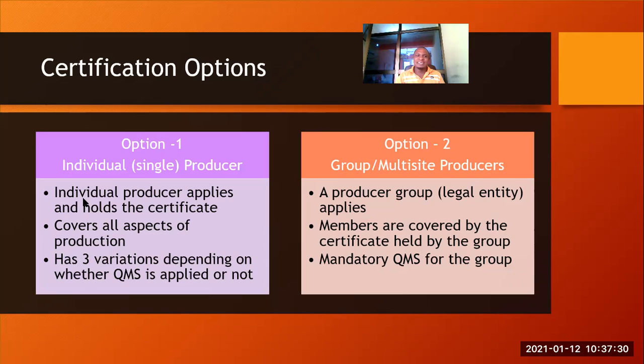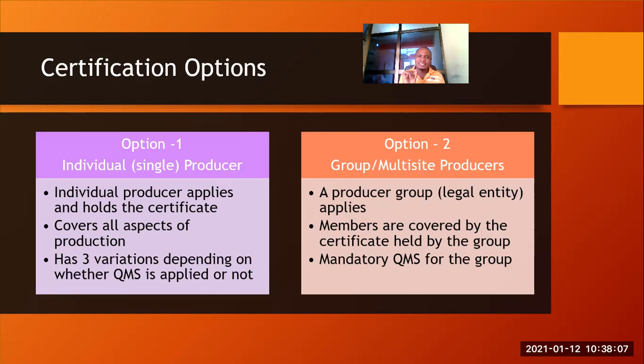So in this case, the individual producer or the company applies and holds the certificate in their name. And it covers all aspects of the production process, the kind of things we have listed before now. So it covers your pre-production, your production, harvest, storage, and so on, until the produce leaves your farm. Now, when you talk about option 1, there are 3 variations. Okay, there are 3 variations to option 1.